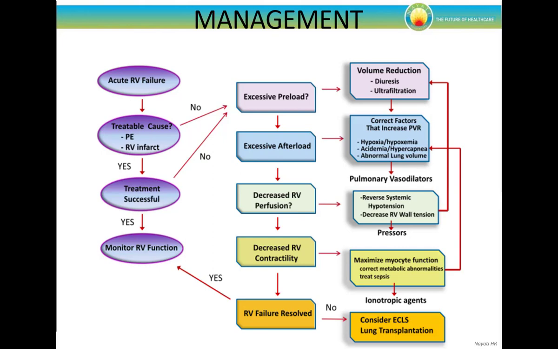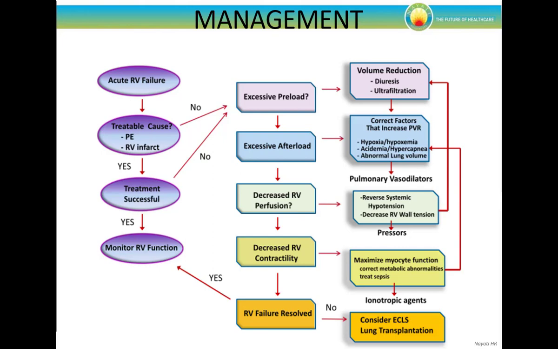If there is excessive afterload, you try to decrease the conditions which increase the afterload, as discussed earlier: hypoxia, preventing hypoxic pulmonary vasoconstriction, hypercarbia, acidemia, and abnormal lung volume. Beware, PEEP can affect the lung, so the afterload on the RV changes both ways.